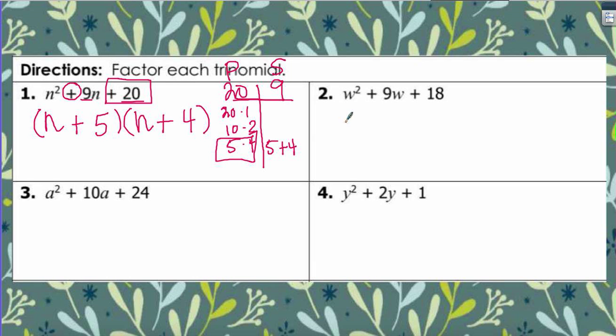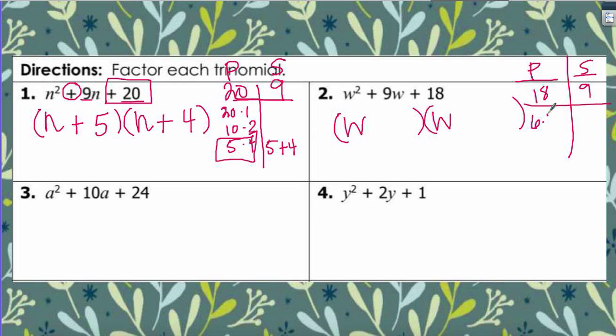Okay, so trying that again. This one I've got w times w gave me w squared, and I'm doing a product and sum for 18 and 9, so I'm trying to find the product for 18, the sum for 9. Right off the bat, I'm thinking 6 times 3, because 6 plus 3 is also 9, so this is a 6 and a 3. This was a positive 18, so my signs had to be the same. This tells me that they were both positive.